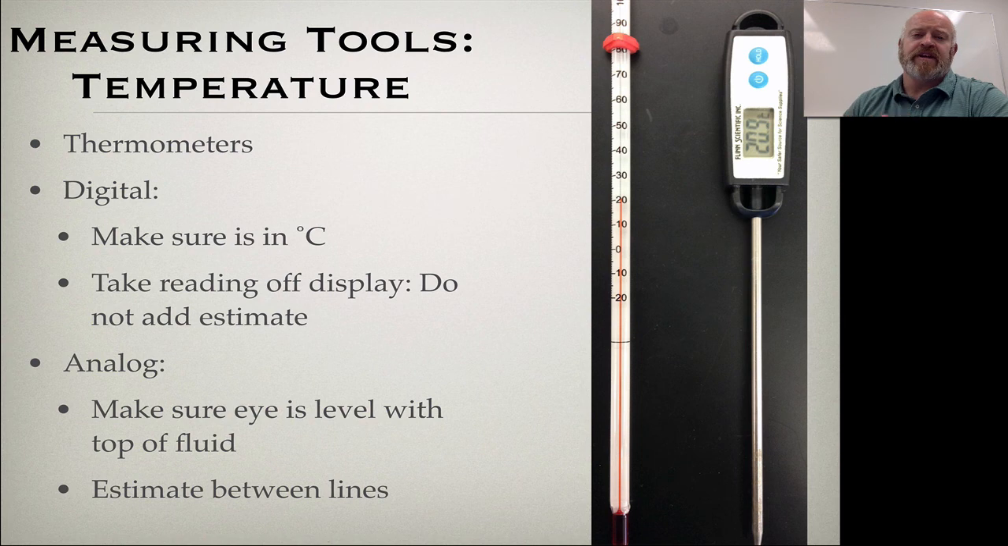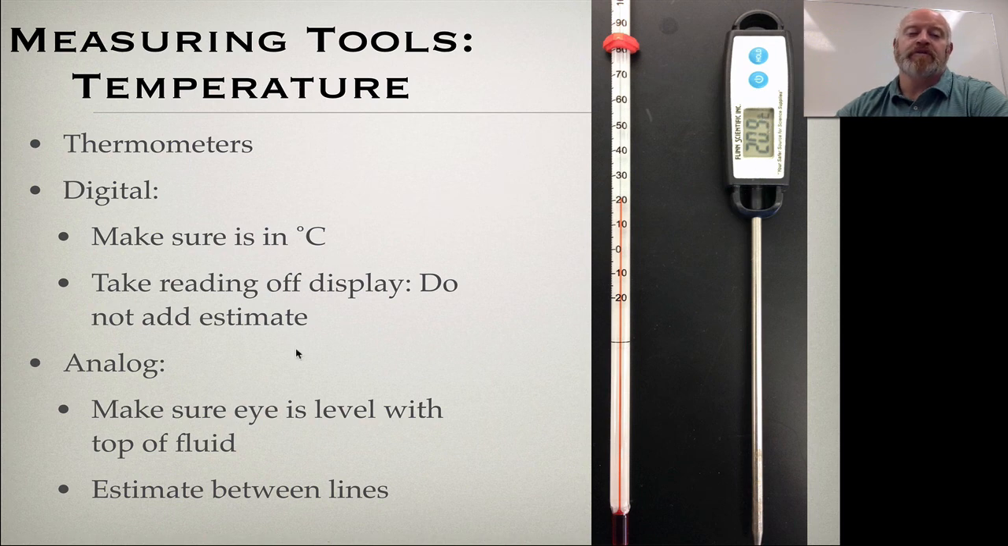All right. Now, the last measuring thing is temperature. When we measure temperature, we have two different measuring tools that we use. We have a digital thermometer and we have an analog one. The digital one works very much like the balance, where you just put it in your solution and you read the number that comes off. A couple things to make sure is make sure it's in Celsius, because they do have a switch in the back that allows you to switch to Fahrenheit.